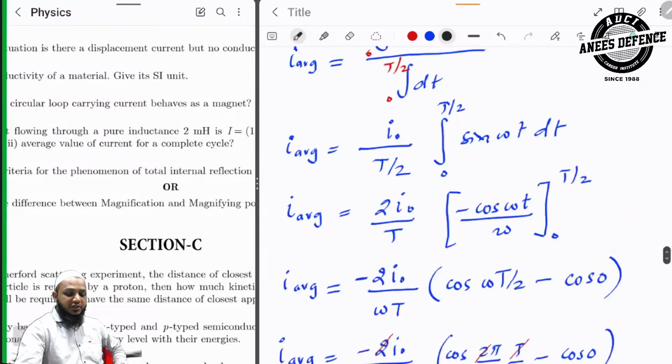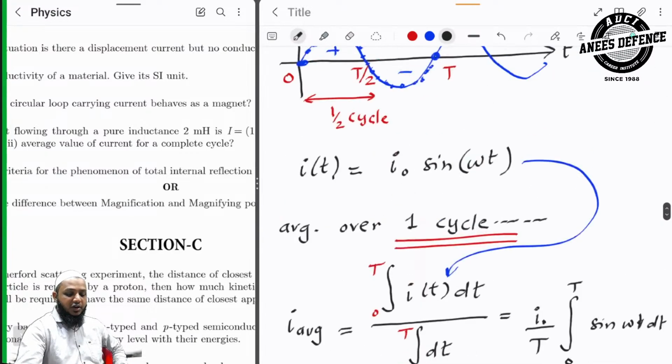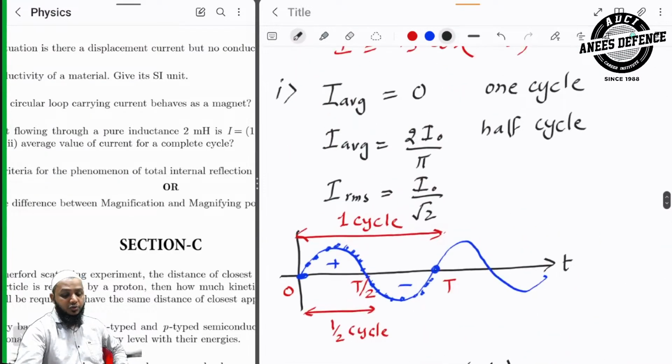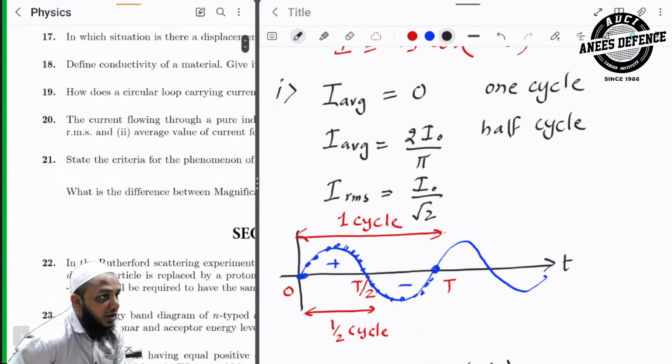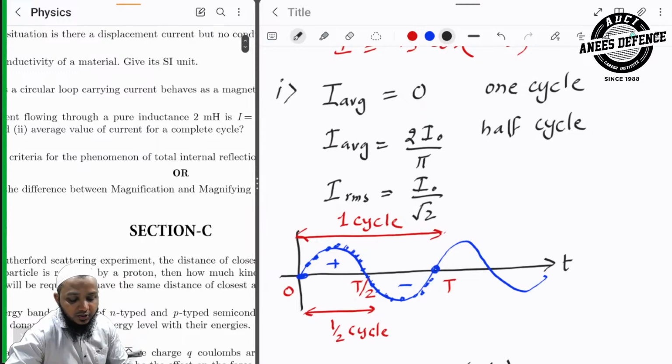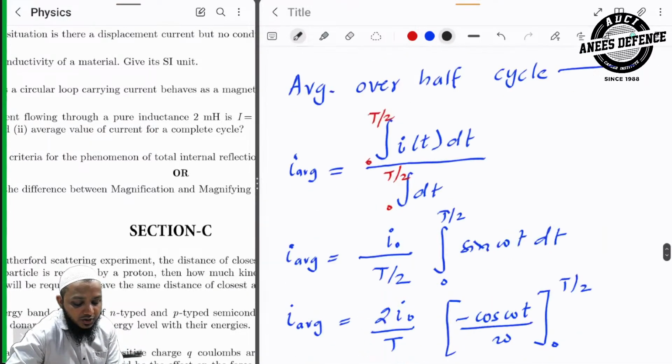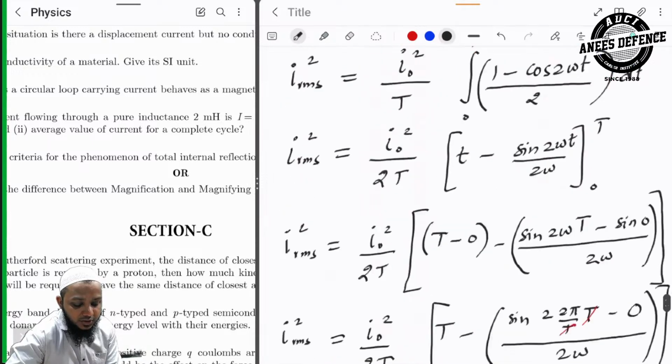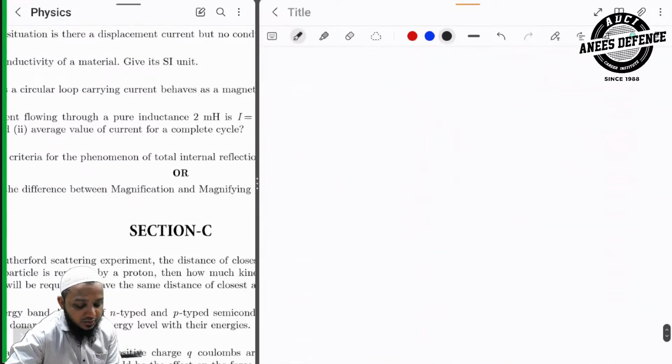So there are three derivations: average over one cycle, average over half cycle, and root mean square value. Here it is expected to write it directly. We don't have to prove everything because the question is only for 2 marks, I think. For the sake of your understanding, I have explained everything, but you don't have to write everything.